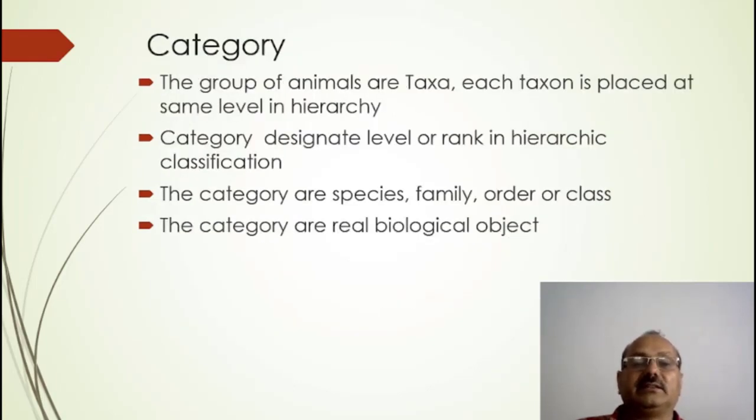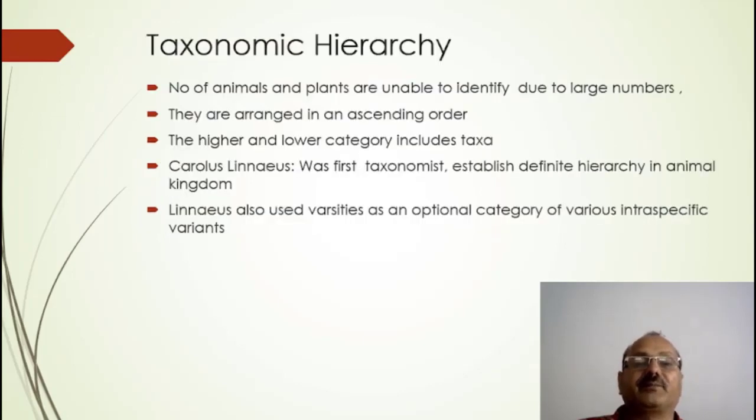Now, the next basic unit is the category. The category is a group of animals or taxa. Each taxon is placed at the same level in the hierarchy. Category designates level or rank in hierarchical classification. The categories are species, family, order or class. The categories are not real biological objects.